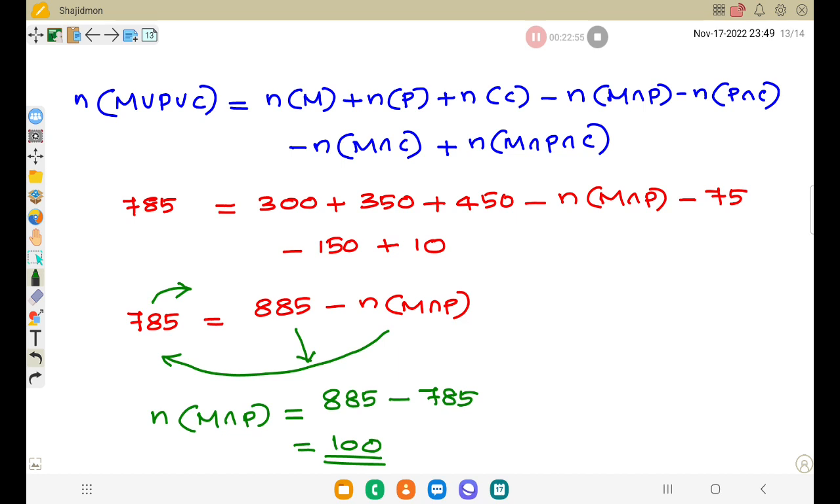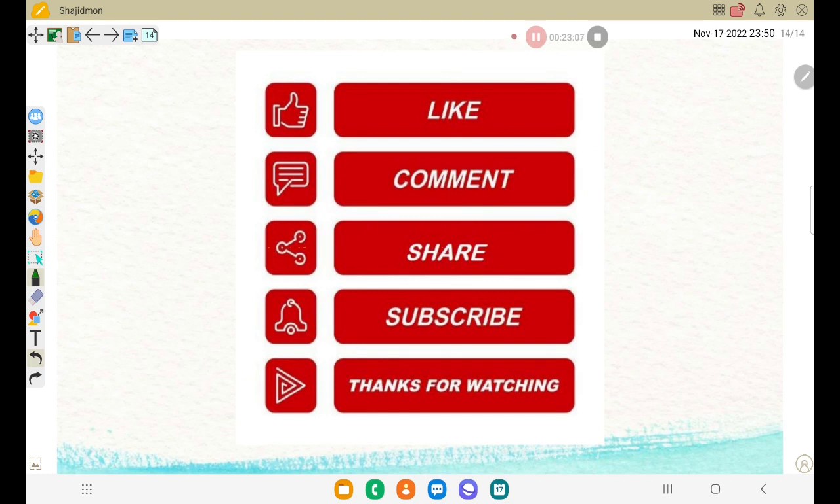So this is the idea here for 3 sets using the inclusion and exclusion principle. Correct? Hope you understood the idea of this section. Okay, only this idea.